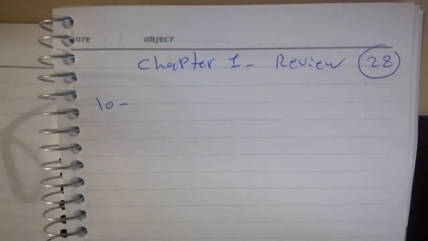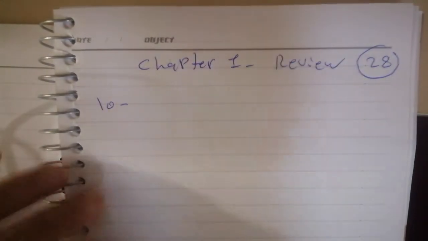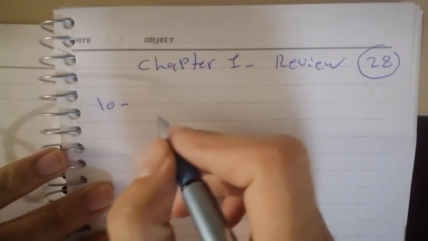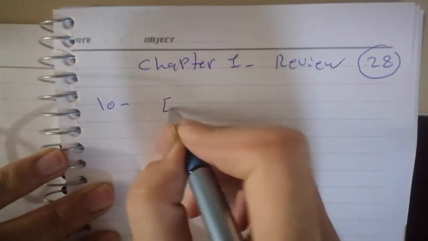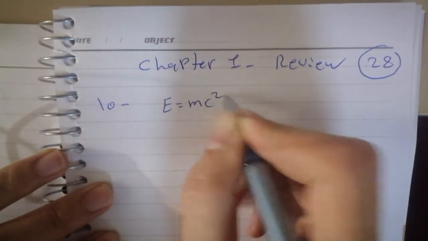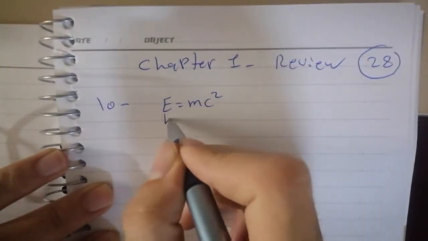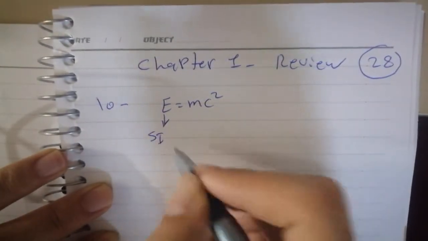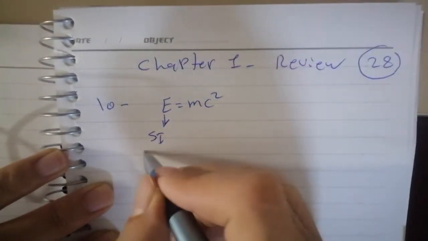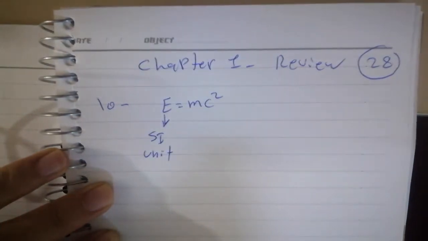Now, question number 10 in your book says, find the SI unit for energy for Einstein's famous equation. Einstein's famous equation says E equals mc squared. What is the SI unit for E in Einstein's equation? SI unit. Let's try to find that.